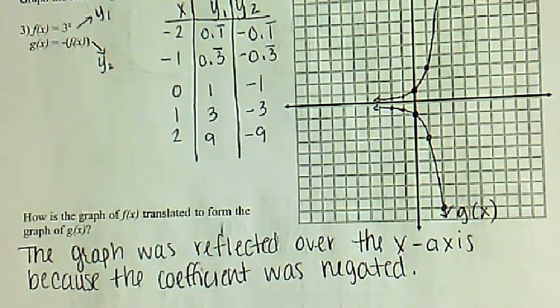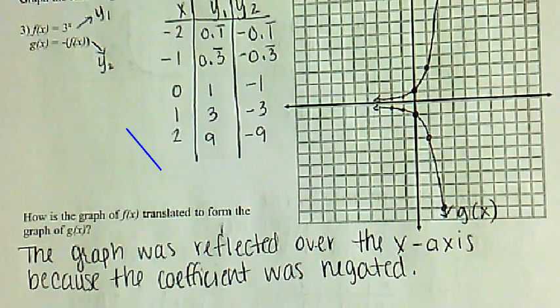Okay, so our coefficient, remember our a value where it goes through, is not a 1 like we have normally, but it is a negative 1.